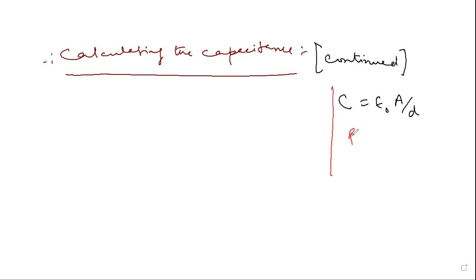This was for parallel plate capacitor. Epsilon naught is permittivity of free space. A is area of the plates of the capacitor. D is plate separation, right? And we assume there is vacuum between the plates. That much you know. Now we take the second one.